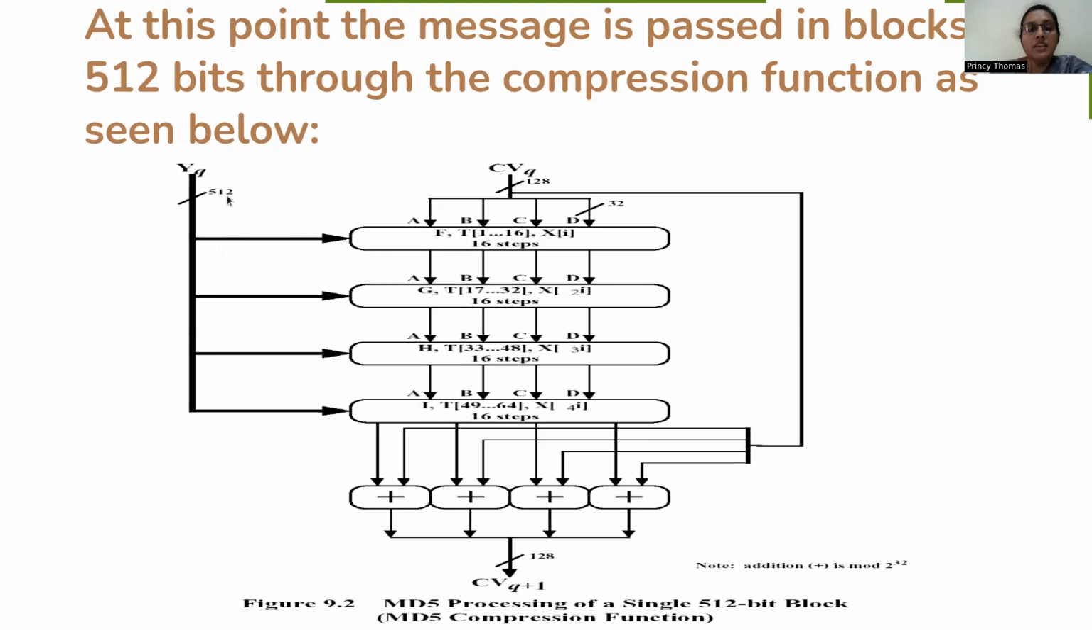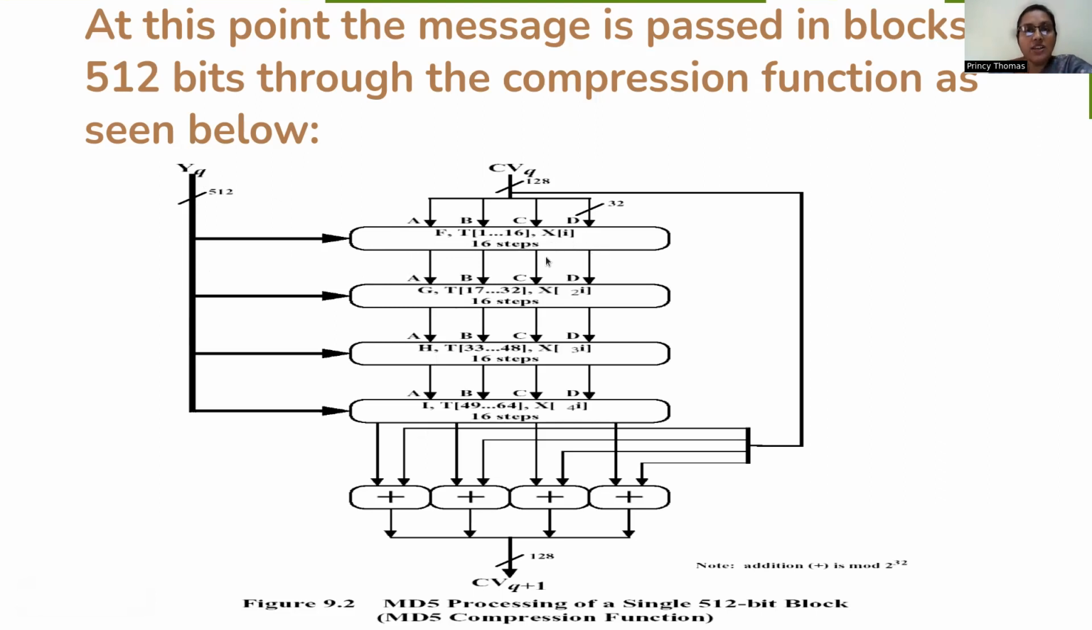If you see over here, 16 8-bit words are given as input. So the first 16 bytes are given in the first round, the next 16 bytes in the second round, the next 16 bytes in the third round, and the next 16 bytes in the fourth round. So you can see 64 into 8 is equal to 512. That's how this input is divided among the rounds. And in each round there are 16 steps that we will look at later.